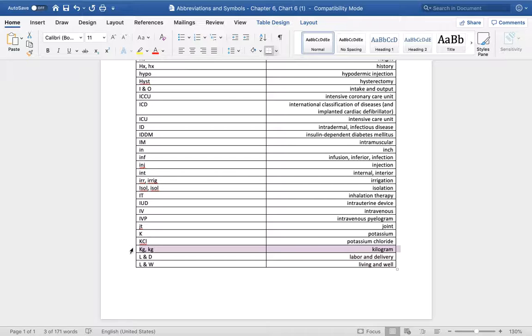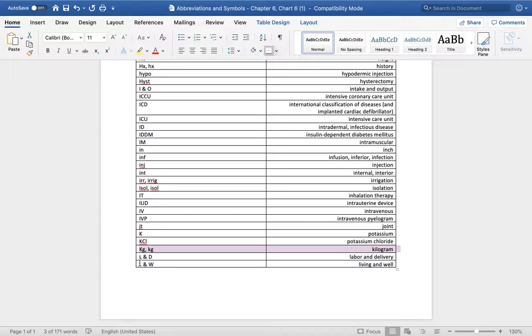Kg, this is kilogram, it's a weight. Notice that it can be capital K lowercase g or all lowercase. Generally, that is the basis of weight in the medical field. Whenever a patient gives you their weight in America, it's in pounds and ounces. And a lot of medications are given based off of your weight, and that weight is in kilograms.